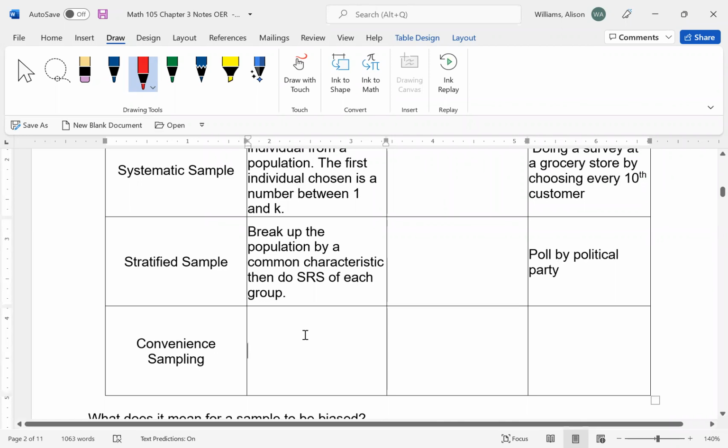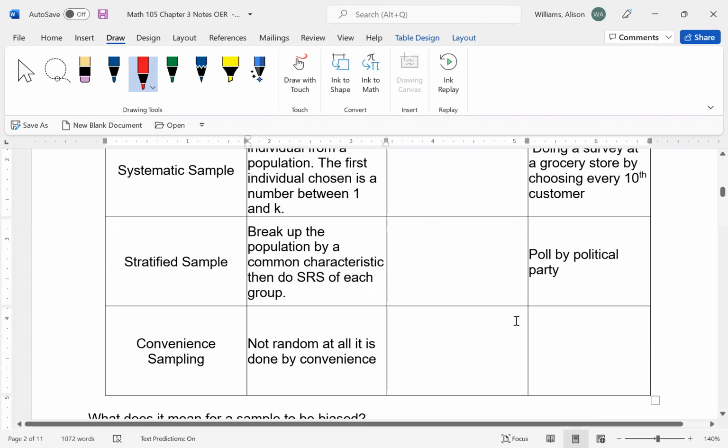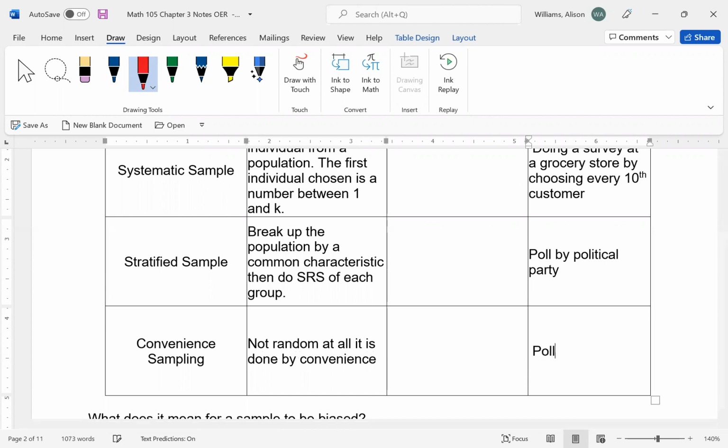Okay, so convenience sample is not random at all. It is done by convenience only. A great example of this is people who maybe are trying to do a poll in front of a grocery store or any store, really. The idea is that's not random. They're just asking anybody who comes up, and anybody who's willing to come take the poll, they're going to get their information. Okay, so let me go ahead and diagram these really quick.